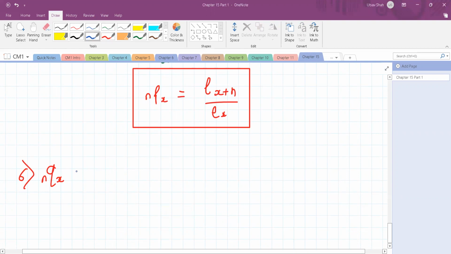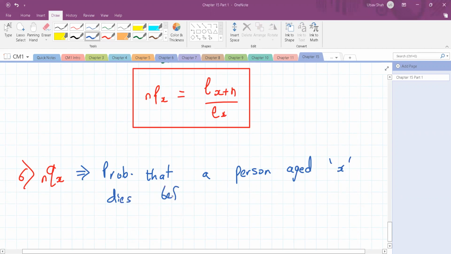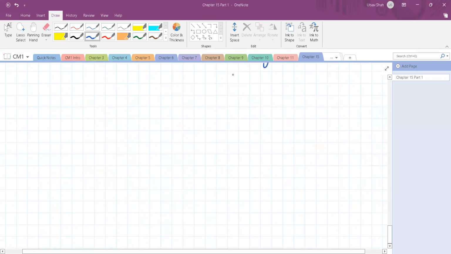What will be nQx? It will be the probability, a simple reverse of nPx, that a person aged X dies before the age of X plus n. Okay. So now the same example as usual. L60, 60,000. L65 equals 45,000.